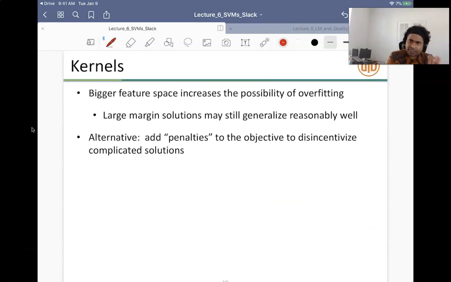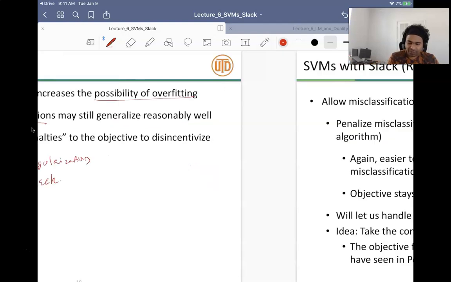Okay, so one issue obviously, and this is what we saw time and again, in regression, and in perceptron as well, is that as we increase the feature space, we have the possibility of overfitting, right? Now, of course, because we have a large margin solution, we are still generalizing better, but at the same time, we need to be a little bit careful. So we need to add some penalties to make sure that we don't have complicated solutions. So we need to do things like regularization, right, and slack. We'll be looking at both of these concepts in the next few slides. Okay, so this is one caveat to know about kernels.